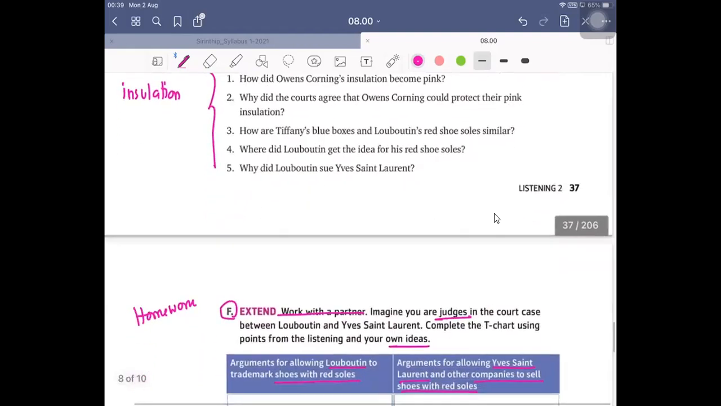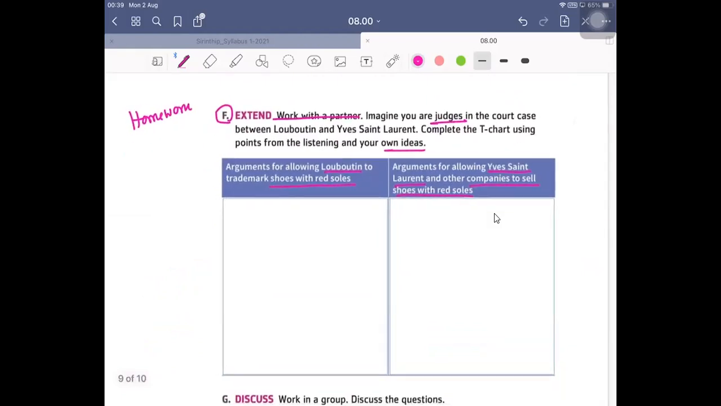And of course, you heard about the case between Louboutin and Yves Saint Laurent. So think about yourself. If you're the judge, what do you have for Louboutin and what do you have for Yves Saint Laurent? Why would you support Louboutin, that they should be the only brand selling shoes with red soles? Or why should you support Yves Saint Laurent and other brands, that they can sell shoes with red soles as well? So come up with your reasons for both sides.